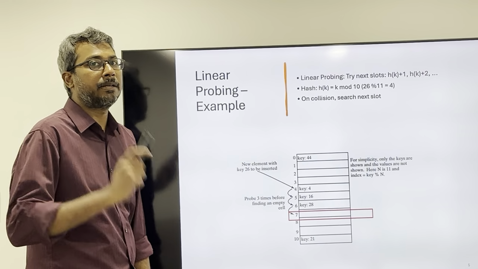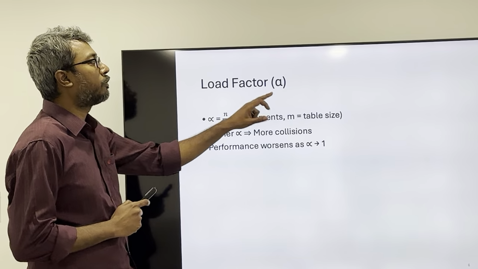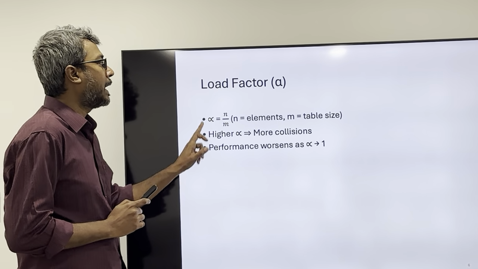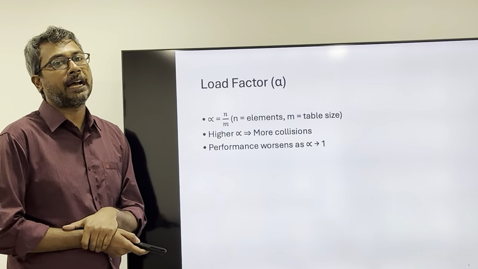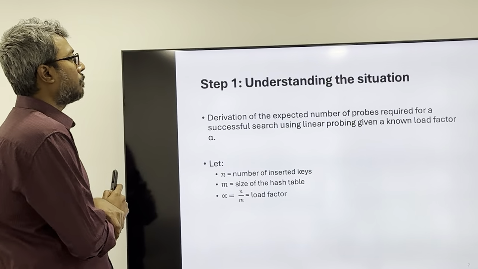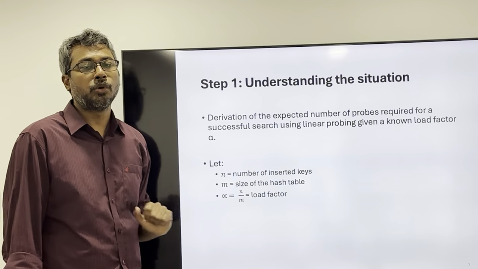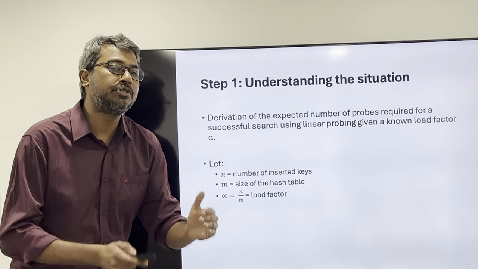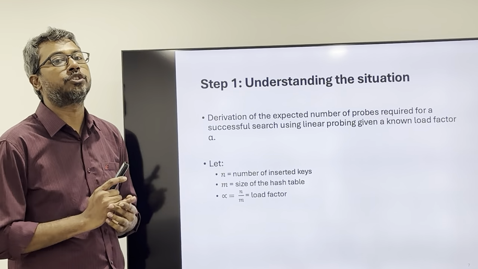These have a fundamental performance aspect, and we call it load factor alpha. And alpha is n by m. And we can see that the higher the value of alpha, the more collisions we have. So now the next part, what we're asking is, if we give you a known load factor alpha, can you tell us how many times you need to try in linear probing for a successful search?